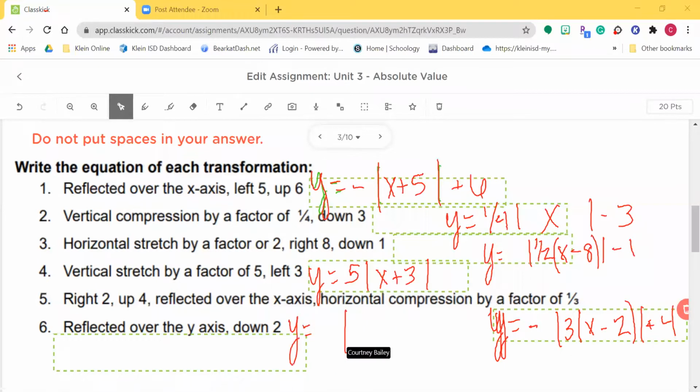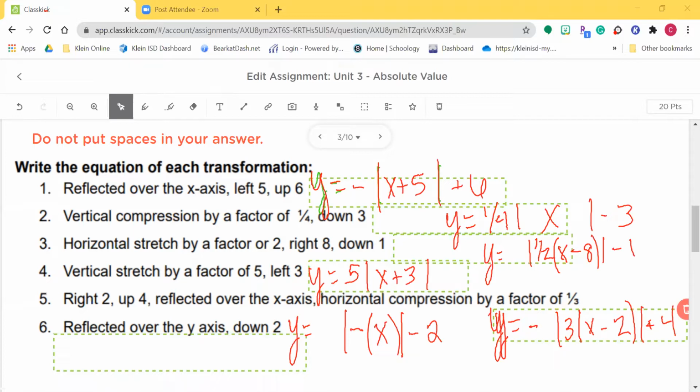Last one, I'm going to fit it in right here. Here's my skeleton. Reflect. I know I have a negative. Y-axis. If I'm jumping the Y-axis, which way am I moving? Horizontal. Inside. Down 2, inside, outside? Outside. -2, what has to go inside? X. Very good. This X, tricky. Does that X have to have parentheses? No, because there's no movement. If you put parentheses, that's fine.